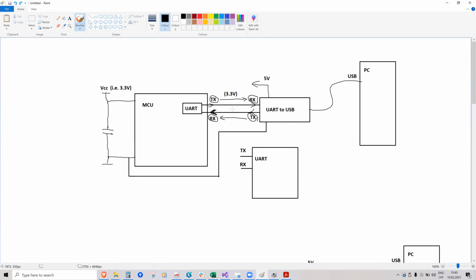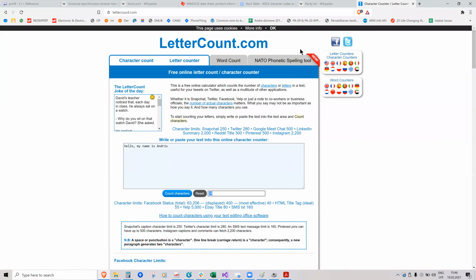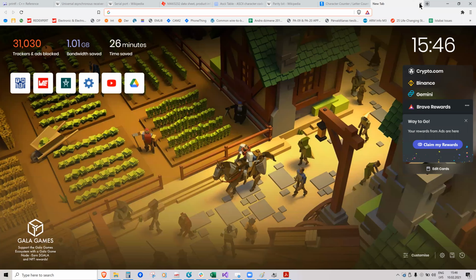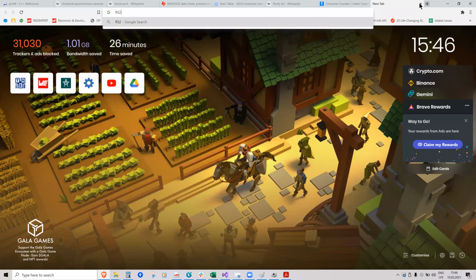So basically UART is point to point, and you cannot connect multiple devices on these lines. It's just one device connected to another device. But based on this UART, there are some other communication methods that actually allow multiple devices to be connected. So let's check out RS232.